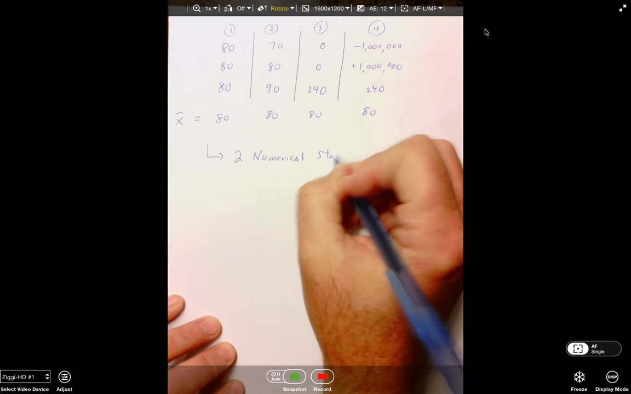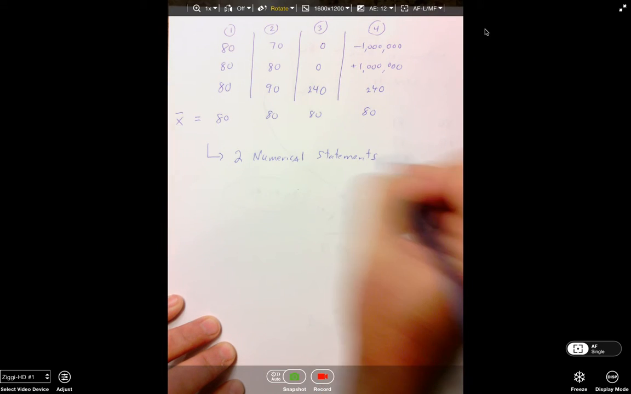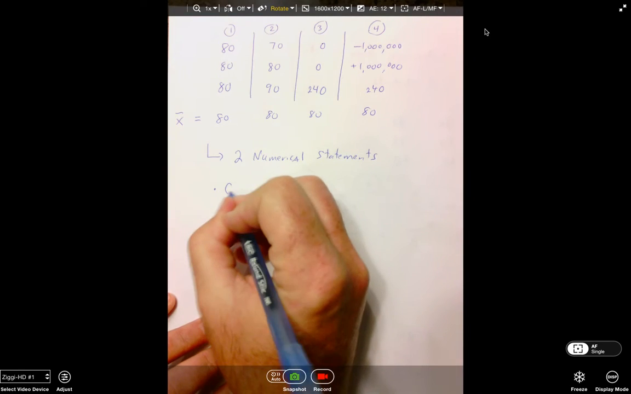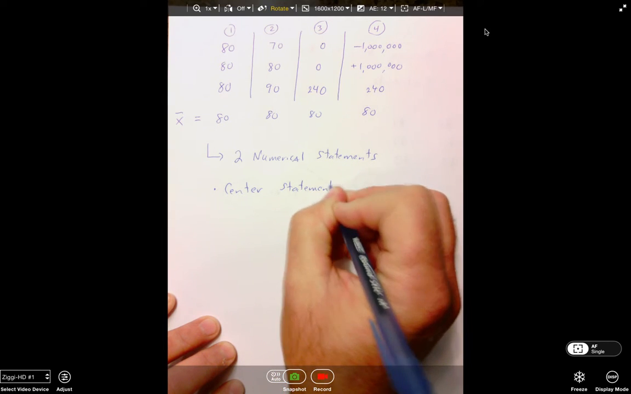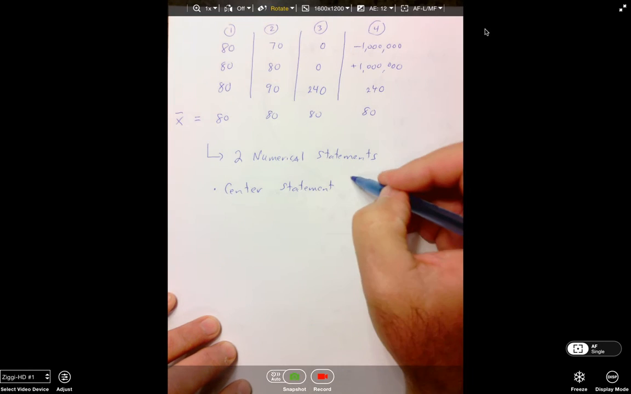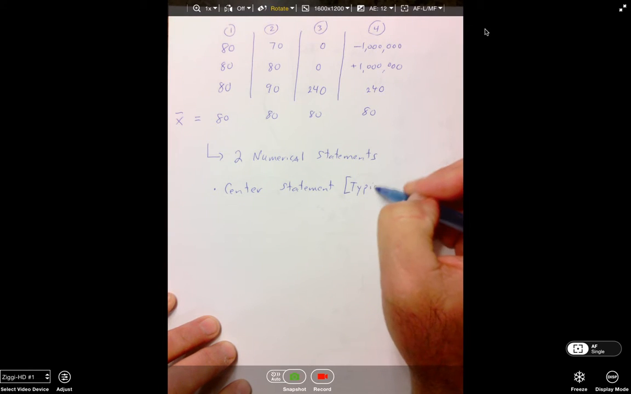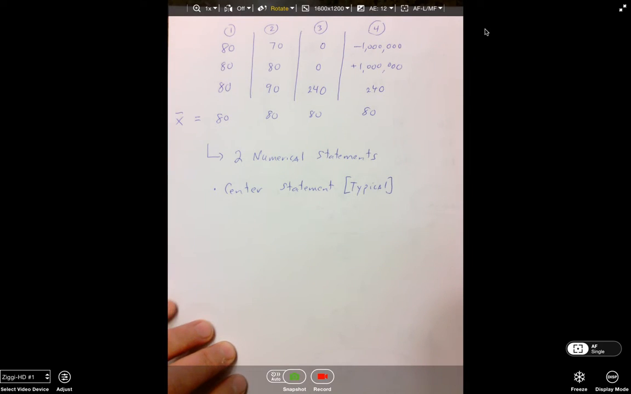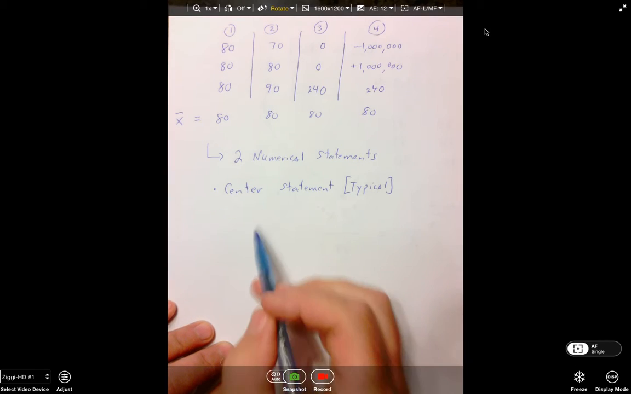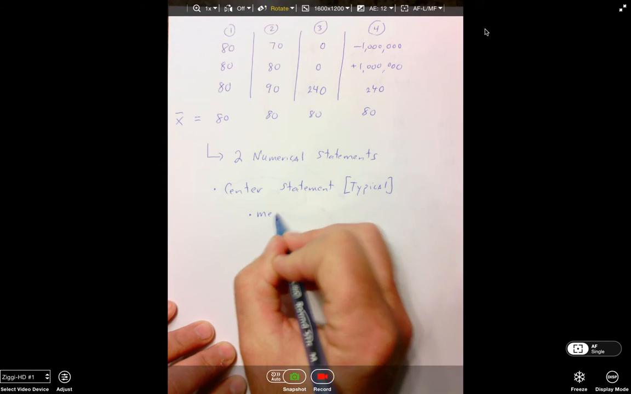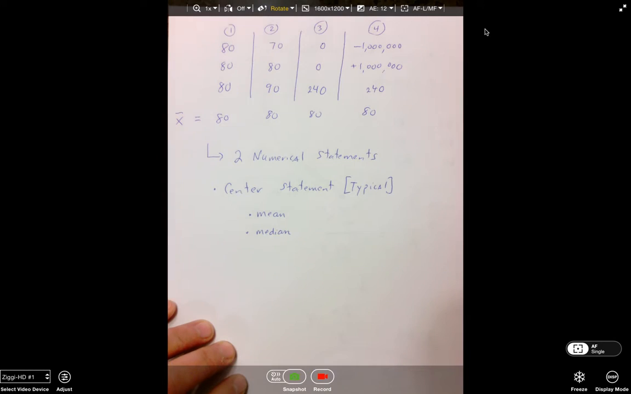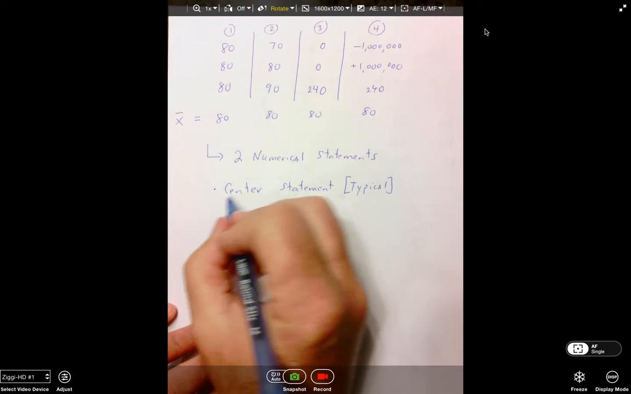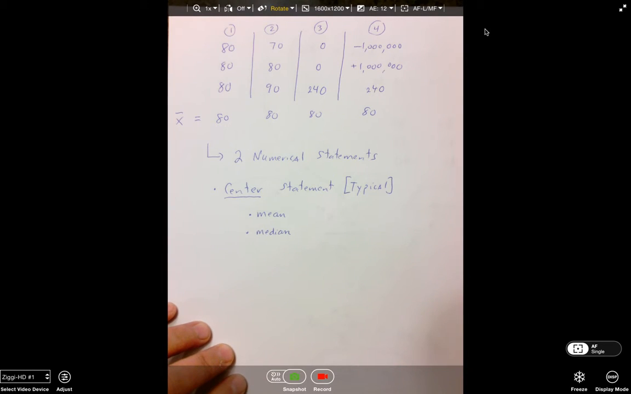So guys, in statistics, we have to make 2 numerical statements. We need to make a center statement, and what a center statement does for us in statistics is it kind of gives us a typical score. Now, the 2 center statements that I'm going to teach you are called the mean and the median. I'm going to show you what these things are, how we define them, and how to use your calculator to find them.